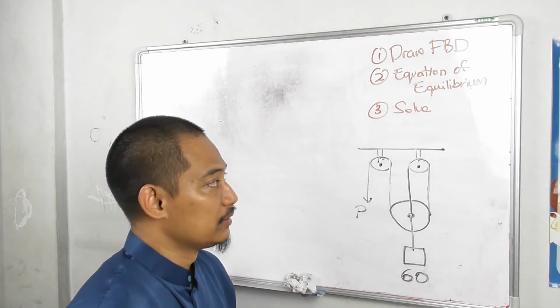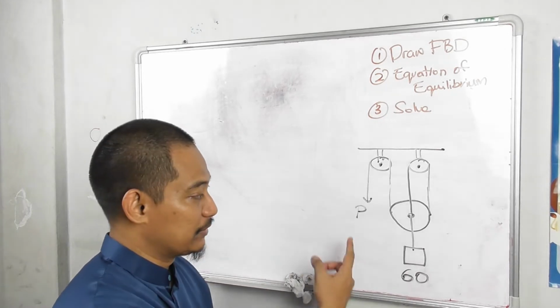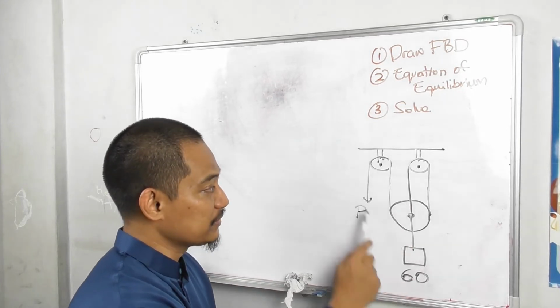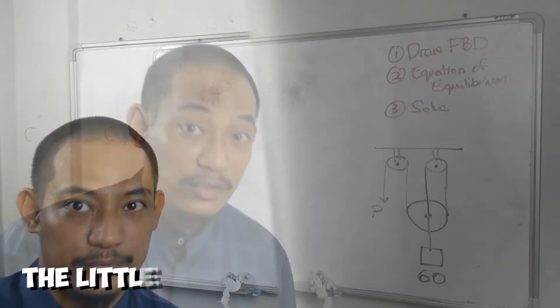So the first thing is to understand the question and understand what it wants, what it gives and what it wants. So you have to understand this is pulley, pulley and pulley, weight, and then this is a cable, and from this diagram, this actually, okay, continue on.